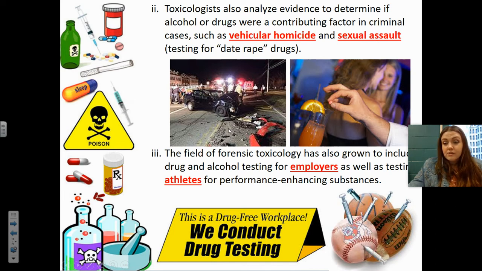Sexual assault cases. So testing a girl who came to the hospital, thinks she's been a victim of sexual assault, taking her tox screen to see if she has been given a date rape drug. So that's a very common thing. We'll talk about the date rape drug a little more later.